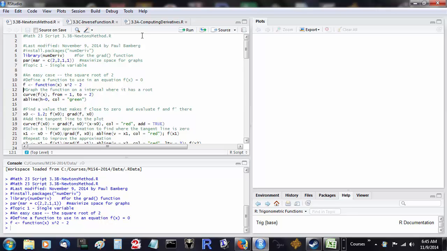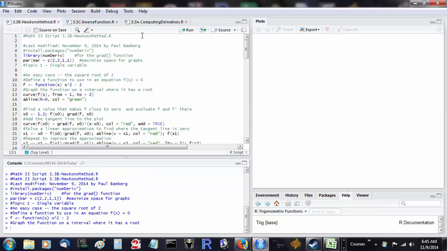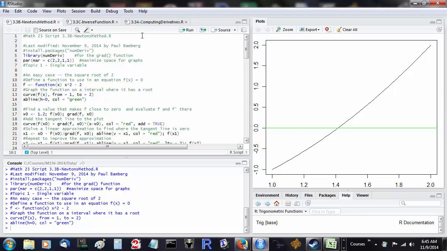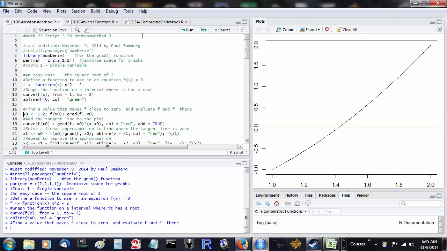We want to start with a reasonable approximation to a solution to this equation, and we can do that by drawing a graph of f(x), putting on the graph a horizontal line at 0, and finding a value that makes f close to 0. In this case, in order to illustrate the method, I'm going to choose the value 1.2, even though I could have read a better approximation off the graph.